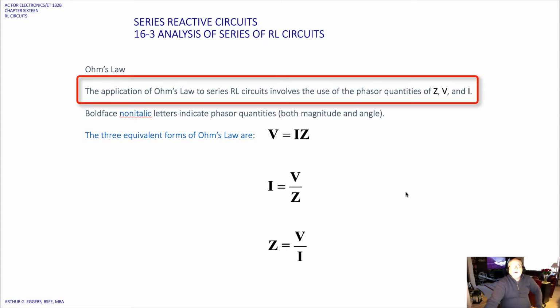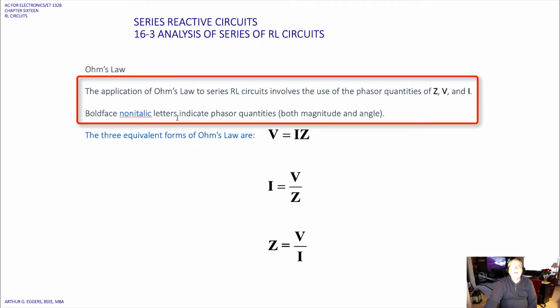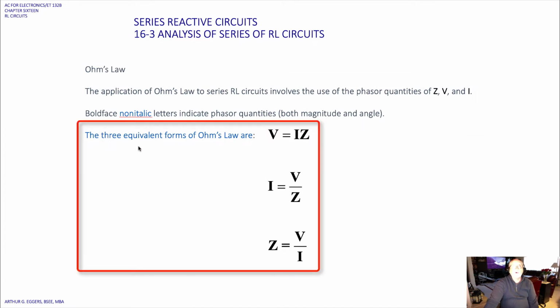The application of Ohm's Law to series RL circuits involves the use of phasor quantities Z, V, and I. Notice that we have bold-faced non-italic letters to indicate the phasor quantities, both magnitude and angle. So the three equivalent forms of Ohm's Law, as you learned them in your DC course: V is equal to I times Z, so the voltage is equal to the current times the impedance, in this case, not just the resistance. The current is equal to the voltage divided by the impedance, and the impedance is equal to the voltage divided by the current.